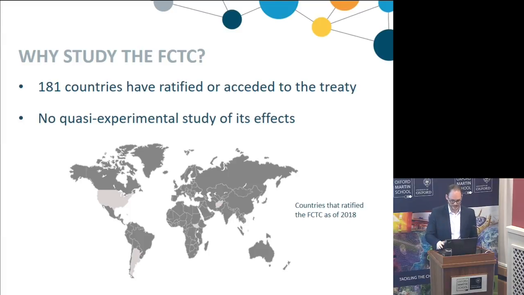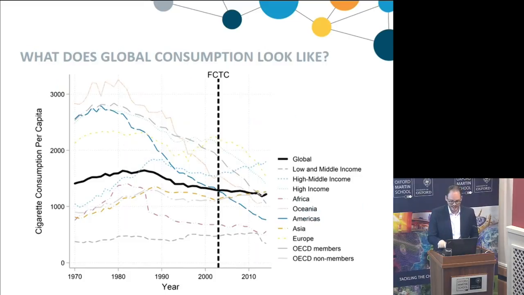So again, we're not fully finished, but what I can show you is what global tobacco consumption looks like. It's a small figure, but what I would focus on is just the black horizontal line. What you see there is the global trend for cigarette consumption per capita from 1970 to the present.